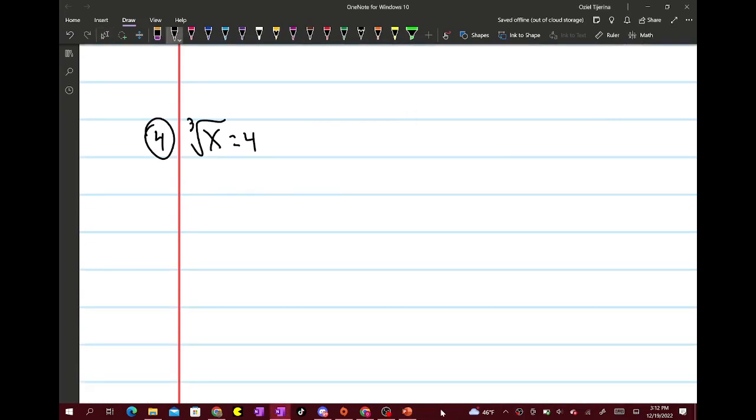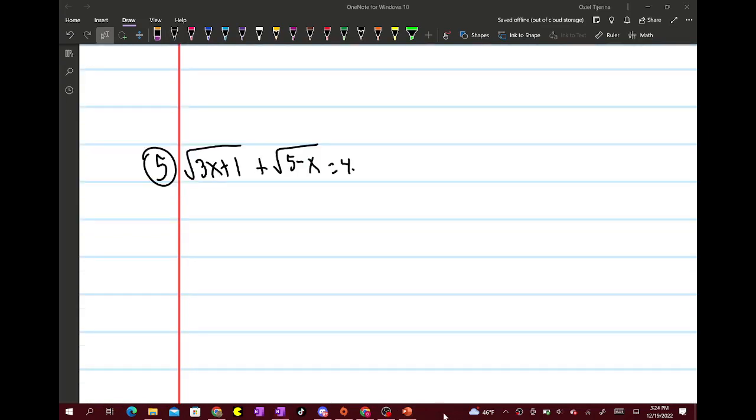So here we have number 4, which says the cube root of x is equal to 4, right? So all you really have to do for this one is cube it. So this one's pretty easy. We would say the cube root of x, cubed, is equal to 4, and we would cube both sides. So then we would say x is equal to 4 cubed, and we know that 4 cubed is 64. So that would be our answer, right? So that one's pretty simple.